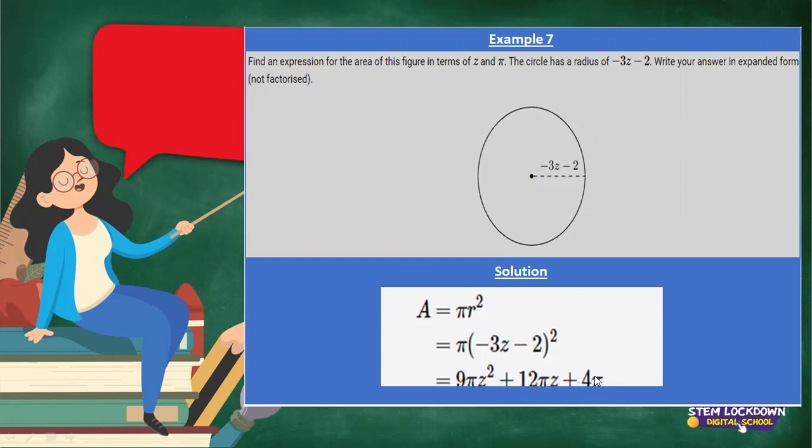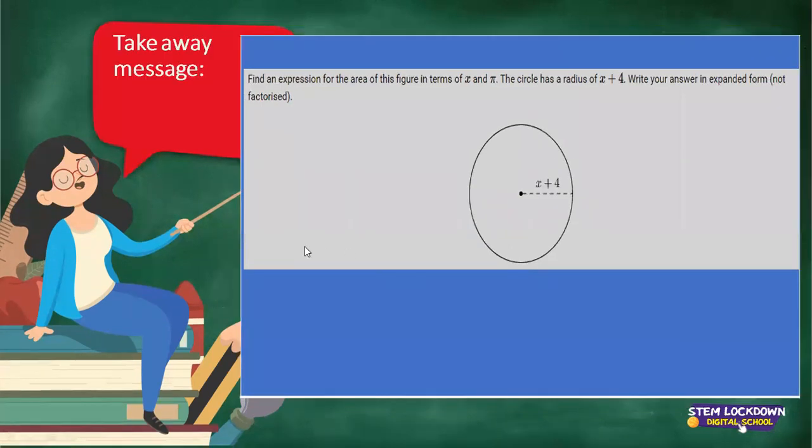Okay, so that will be the end of our lesson for today. This one is another takeaway question. Find the area of a figure in terms of x and pi. The circle has a radius of x plus 4. Write your answer in the expanded form. So this is also a good example we can look at.